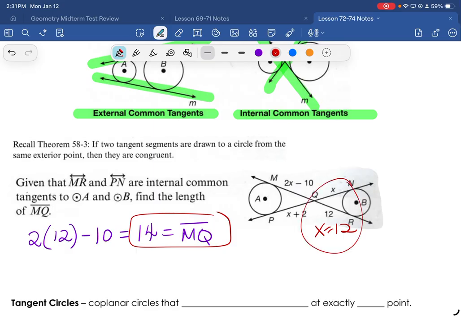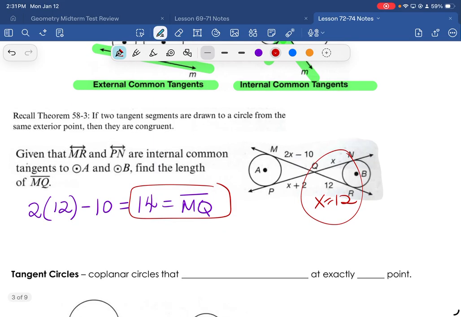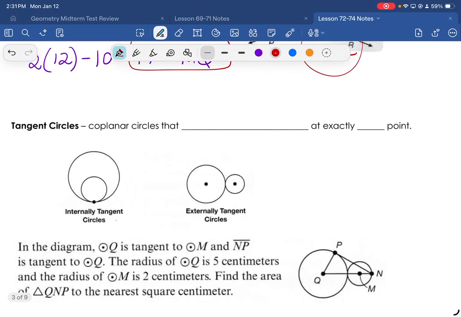Make sense? Okay, moving on to the next definition.